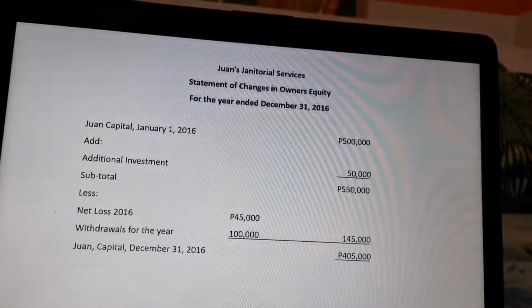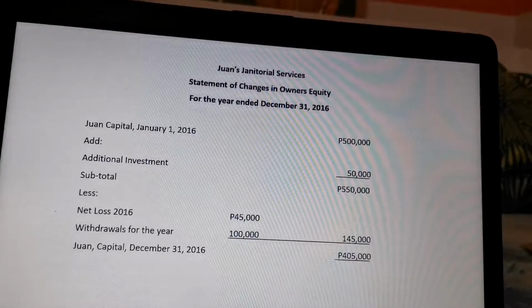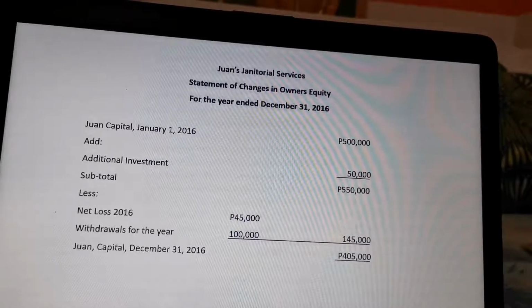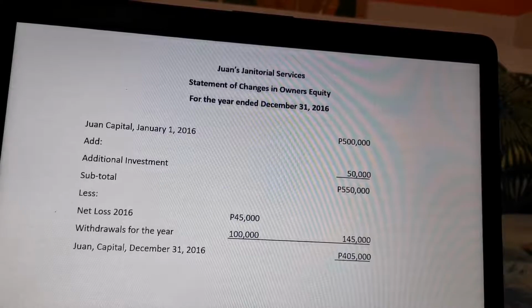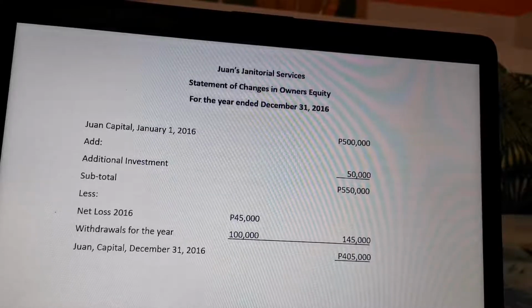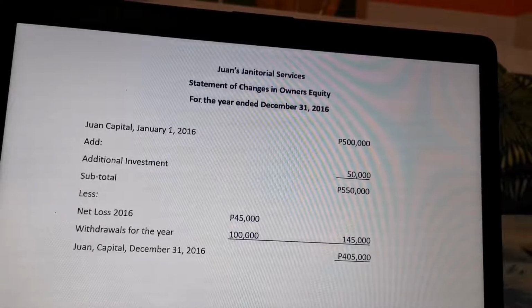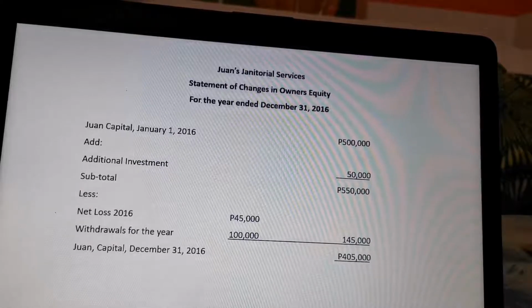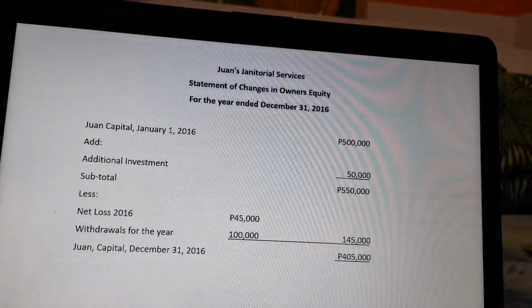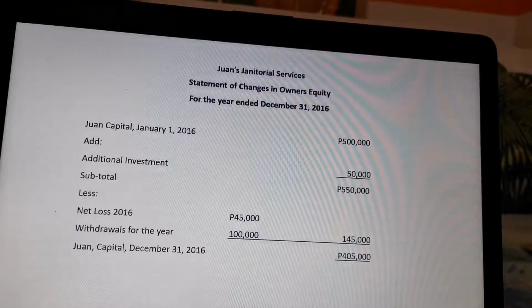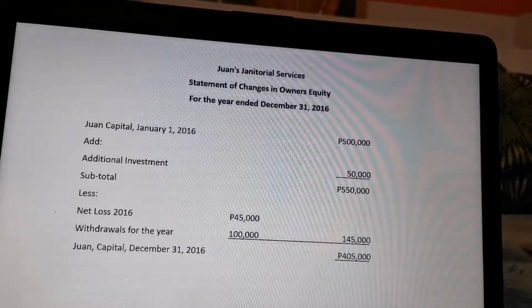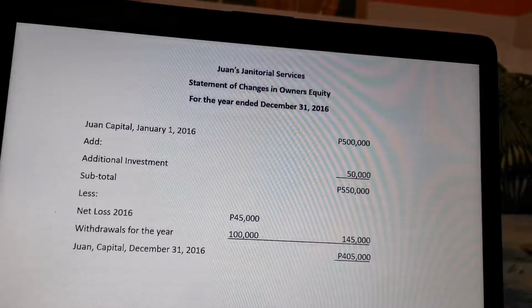Pinakauna sa heading natin, doon sa pinakataas, ay yung pangalan ng company. Ayan, so One Janitorial Services. Ang pangalawa doon sa line item natin sa ating heading is the title of the financial statement. Dito ay statement of changes in owner's equity. And then yung pangatlo will be the date. Ayan, for the year ended December 31, 2016. So ganito yung presentation natin for statement of changes in owner's equity.